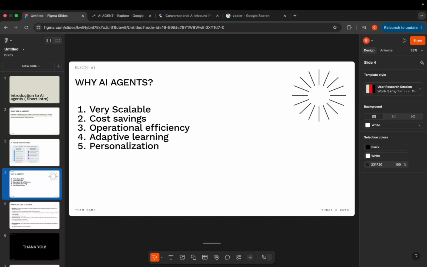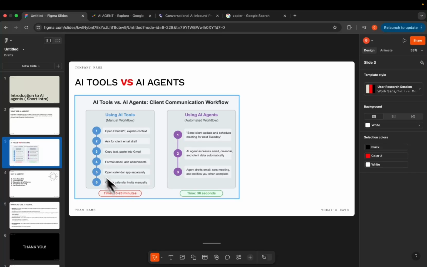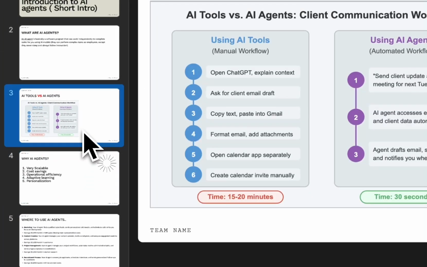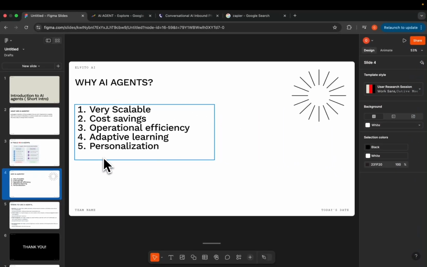So the first benefit is that they are very scalable. Unlike human resources, you can deploy additional AI agents, as we saw in the previous slide. Imagine if it was 100 clients, you would have to hire a lot of employees to handle all of that workload. But with AI agents, you can simply increase the number of agents or the size of the server on which they're deployed, and it will increase the workload.